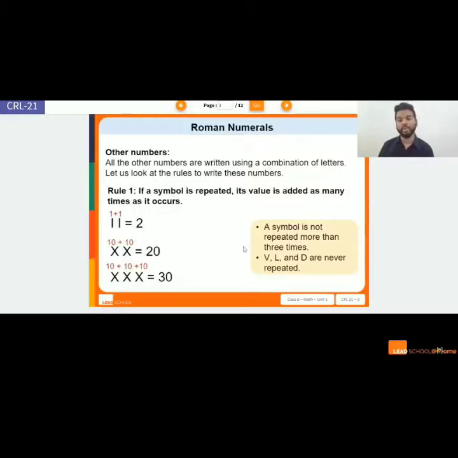There are two conditions primarily. A symbol is not repeated more than 3 times. How many times? 3 times. So I can't put 4 X's, I can't put 4 ones next to each other. I can only use a maximum of 3 times. V, L and D are never repeated.